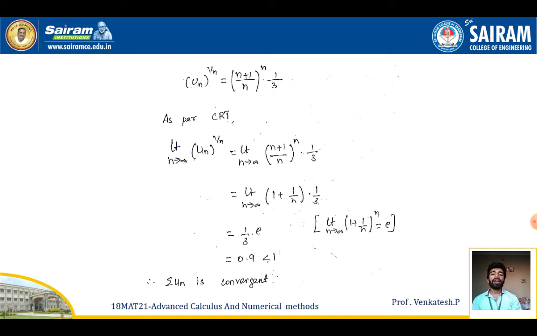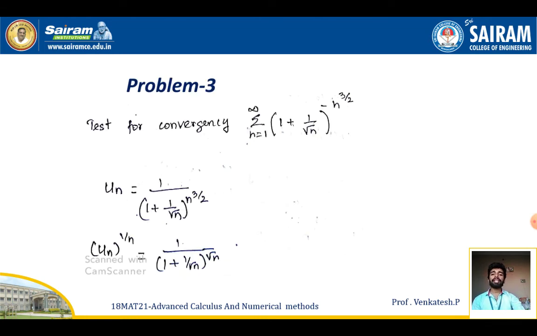Here I can take n as a common factor in this function. After applying the Cauchy's root test, I can take n common. So I will get (1 + 1/n)^n × 1/3. I got it on simplifying the equation. And already we know that limit n tends to infinity (1 + 1/n)^n will be e according to the standard formula, and I'm keeping 1/3 as it is. So the solution will be e/3. On replacing the value of e, I got the value 0.9. So 0.9 is obviously less than 1. So we can conclude that the summation u_n is a convergent series.